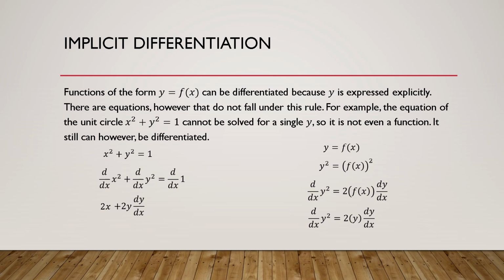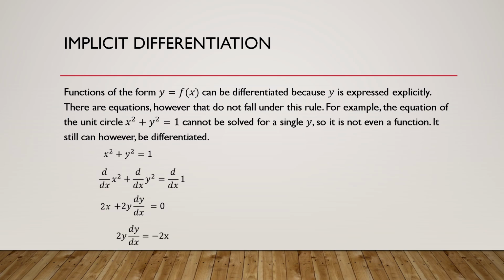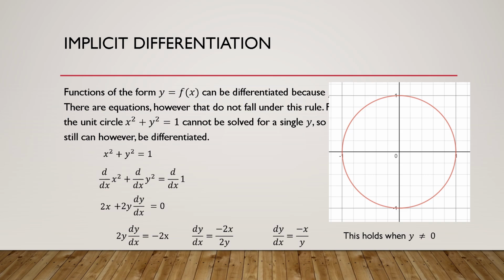On the other side of the equation, the derivative of a constant is 0. Next, we solve for dy dx by first subtracting 2x from both sides, then dividing by 2y. When we simplify, we get dy dx is equal to negative x over y. With y in the denominator, this holds only for y not equal to 0. If we look at the graph of the unit circle, we can see that this is consistent. When y equals 0, the tangent line is vertical, and as such the slope is undefined.